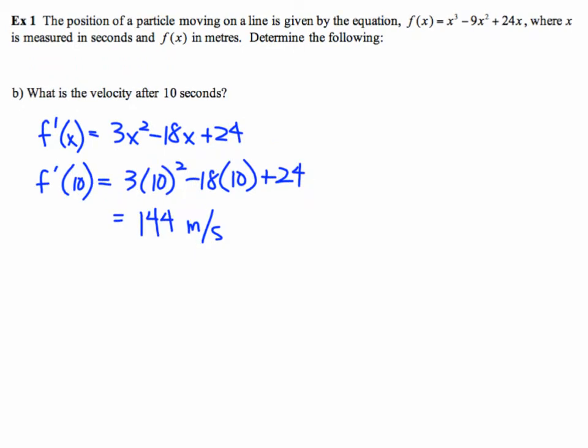In part B, it wants the velocity after 10 seconds. So still using the derivative of f of x, I substitute 10 into f prime. Because how do I find velocity? I have to find the first derivative and substitute the value in for x. And this time it's 10 seconds. Do my mathematical calculation and I get 144 meters per second.